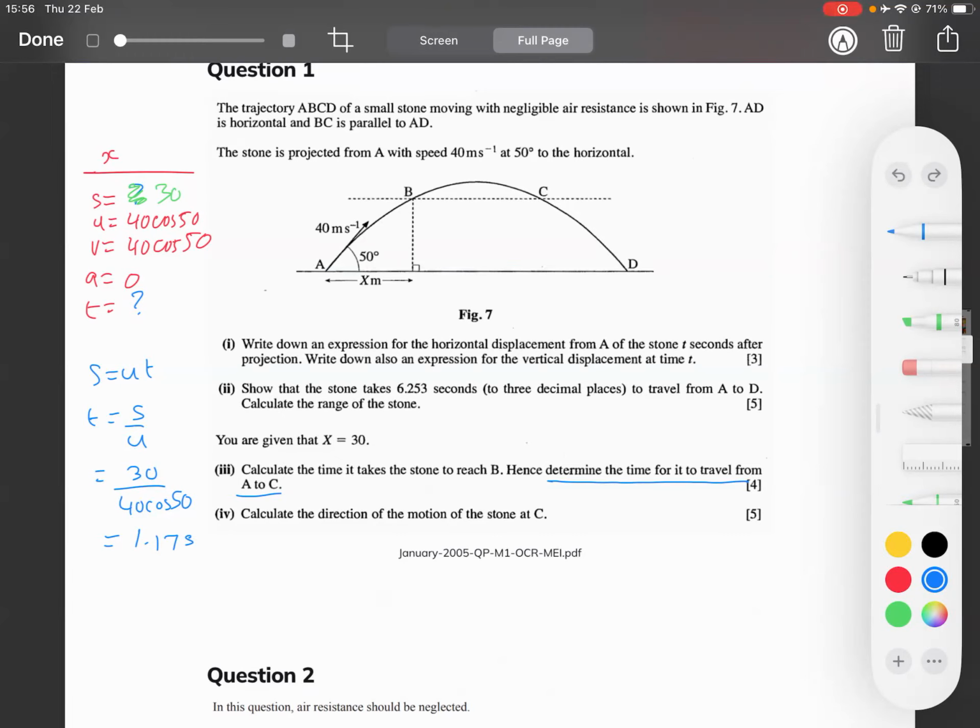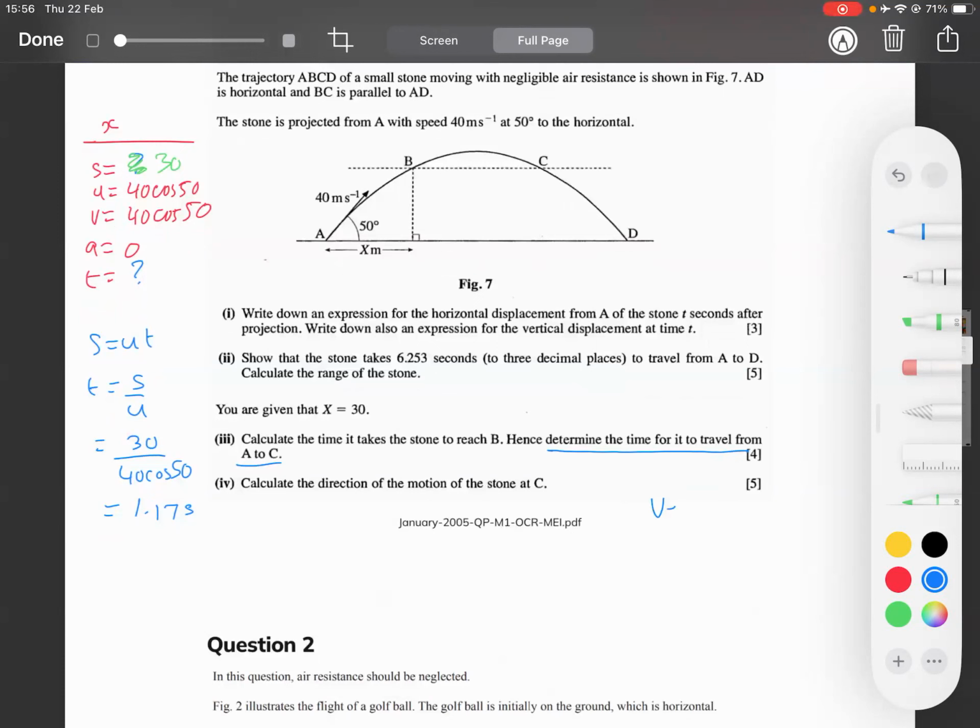So let's do a vertical suvat. T is the question mark. A is minus 9.8. U is 40 sine 50. We either need V or S. We won't know V. We might know S.